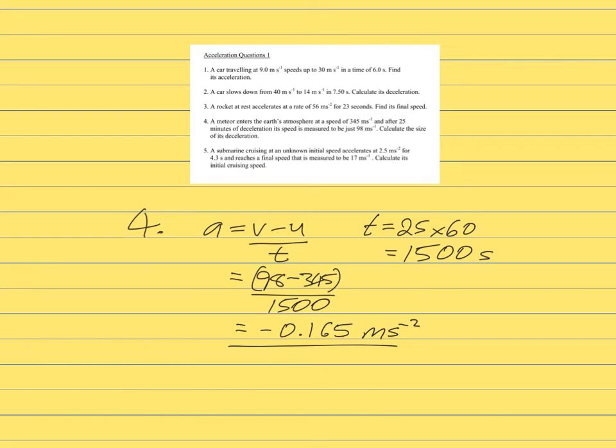And then substitute the numbers into the equation carefully, making sure you've got 98 as your final speed and 345 as your initial speed. So you should get a negative number, and your answer turns out to be negative 0.165. That's rounded to 3 significant figures, meters per second squared as the unit. If you get that correct, you should be getting yourself 3 marks again, 1, 2, 3.